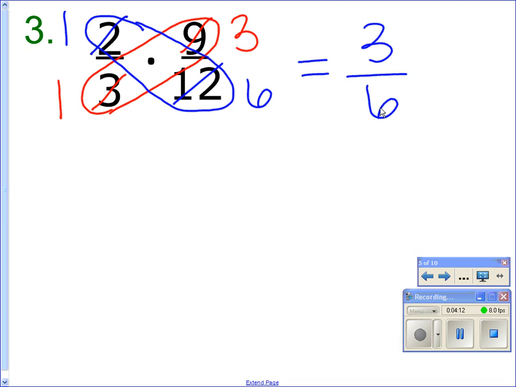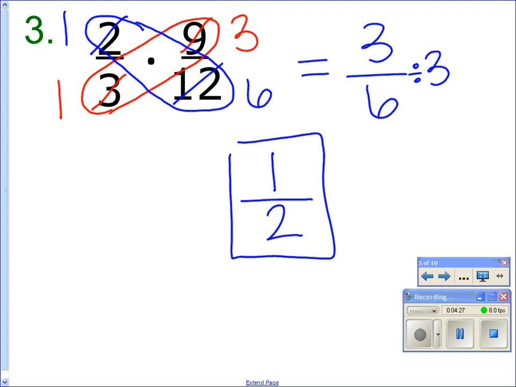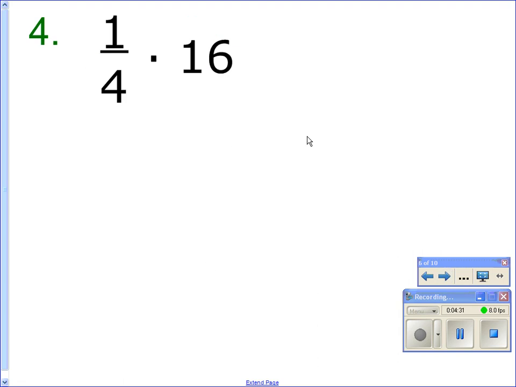So 3/6, the simplified, both numbers can be divided by 3. 3 divided by 3 is 1. 6 divided by 3 is 2. So the answer for this problem is 1/2. Notice we have not had any mixed numbers.